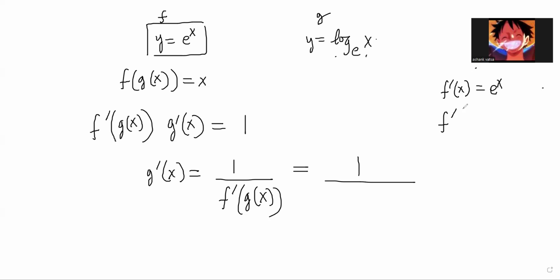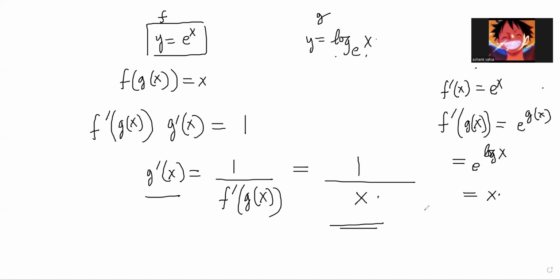So f dash of g of x would be e power of g of x, right? But g of x is log x, right? So this is e power log x, which equals x. So we are getting that the derivative of the logarithm function is 1 by x, right? So this is the proof.